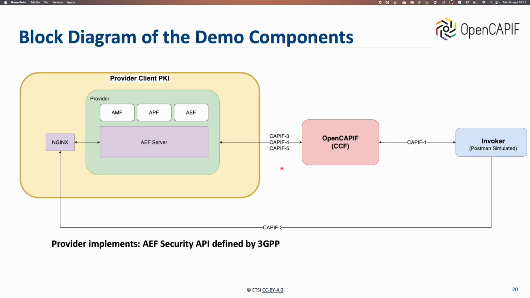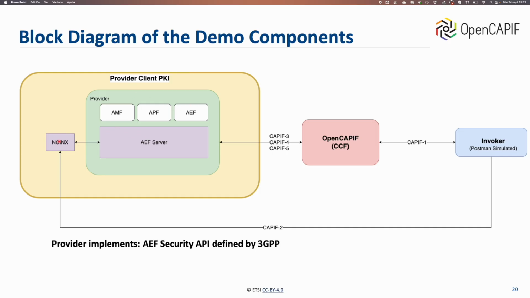In this slide, we can see the block diagram of the demo components. At the center, we have OpenCAPIF, the CAPIF core function, with all the interfaces involved. At the right, we have the invoker, which will be simulated by Postman in this demonstration. And at the left side of the picture, we have the provider client.